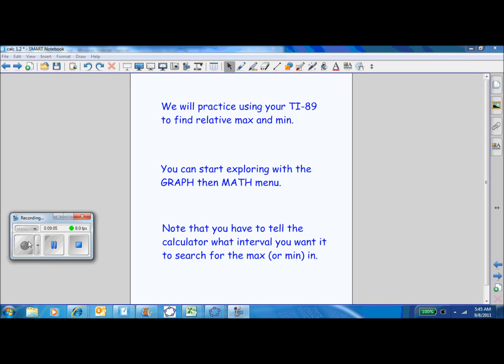Make sure you bring your calculator to class as we go over these topics because it is tricky finding the max and min on your 89. You have got to get a graph going. And under the graph menu, there's something called the math menu. And in there is something called relative max and mins. But you have to set an interval first. So I'm helping guide you through that in class.